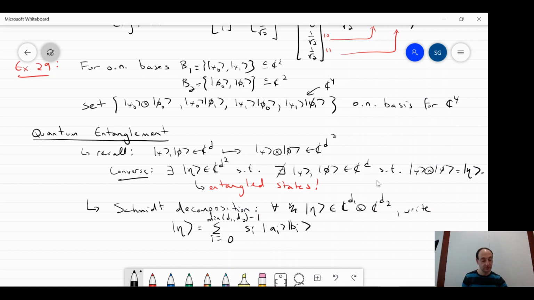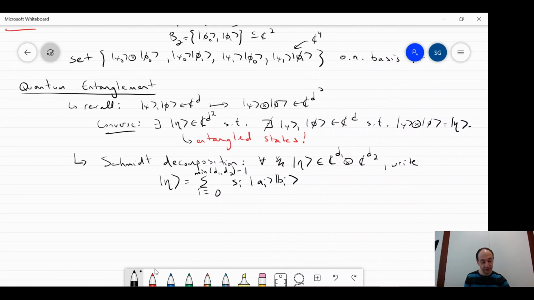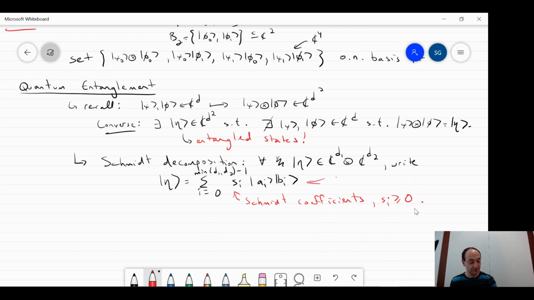Let me define a few things here. Remember, the s_i are the Schmidt coefficients, and they're just some non-negative real numbers. The a_i and b_i are the Schmidt vectors, and they form orthonormal bases, meaning that if I look at the a_i as a set, and the b_i as a set, both are going to be orthonormal bases.